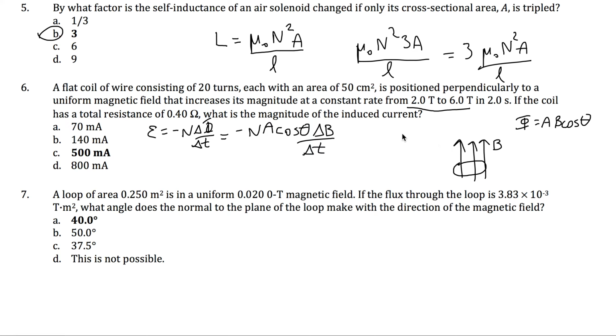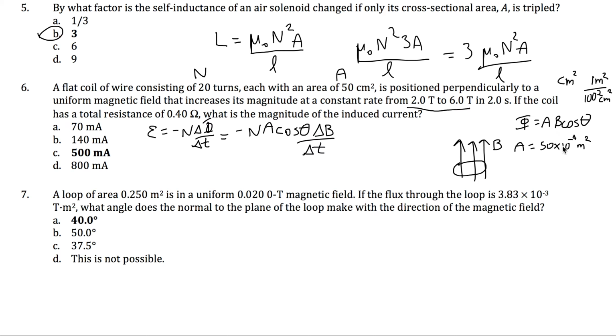And then we have to figure out our givens. So 20 turns is N. The area is 50 centimeters squared, but I will write that on the side because we do need to convert it to meters squared. That's going to end up being 50 times 10 to the negative 4 meters squared. Remember that in your conversion from centimeters squared to meters squared, you don't have 100 centimeters squared in a meter squared, you have 100 squared centimeters squared. So when you do that conversion, you get that factor of 10 to the 4.